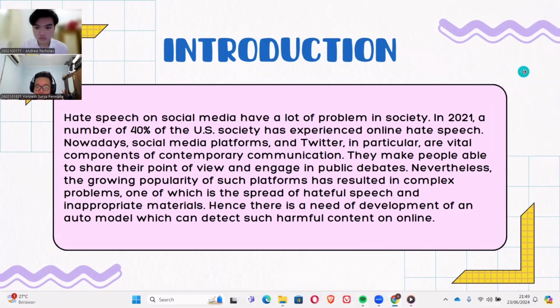Nevertheless, the growing popularity of such platforms has resulted in complex problems, one of which is the spread of hateful speech and inappropriate materials. Hence, there is a need for the development of an automated model which can detect such harmful content online.